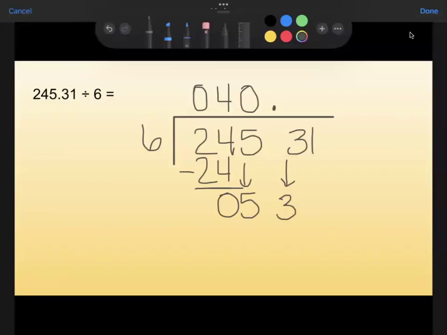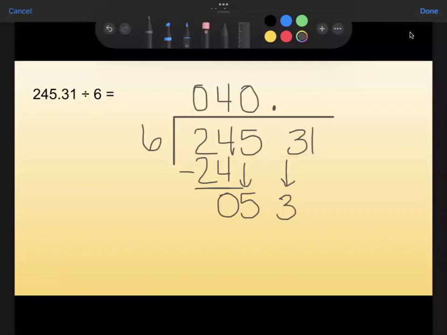So this is a little bit of a shortcut, because if I was going to do 0 times 6, I would end up with 0. 5 minus 0 is 5. So this is kind of a shortcut. Again, if you want to see more examples of this, check out some of my previous videos I've done on division.